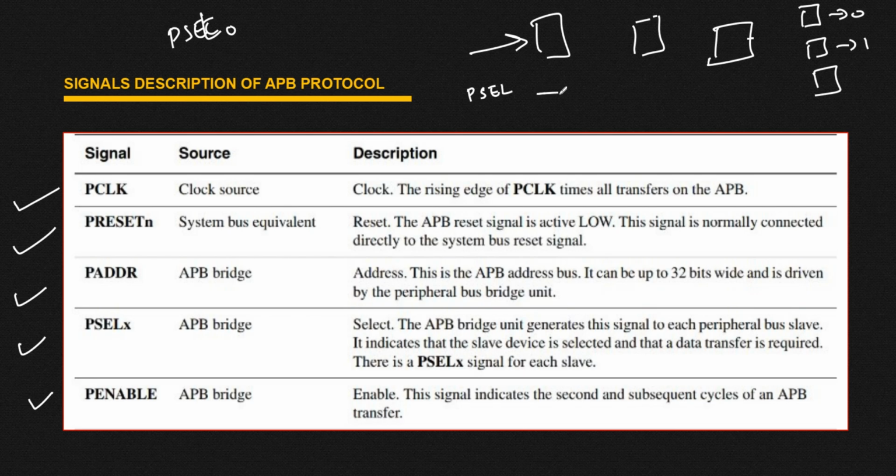So just keep this in mind. Suppose let's say this is your clock and here your P select signal is asserted. On the next cycle it is mandatory for your P enable signal to be high. That is what you should keep in your mind.